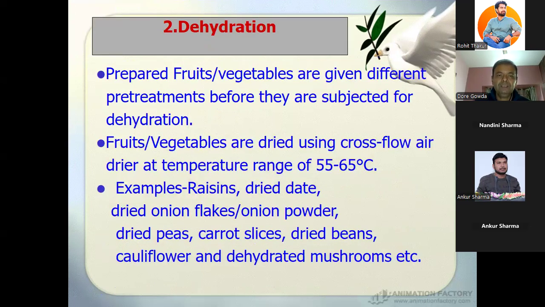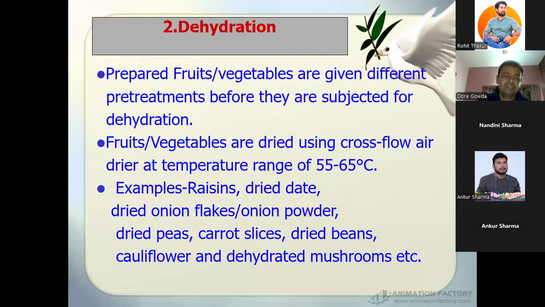Okay. So in dehydration, prepared fruits or vegetables are given different treatments before they are subjected to dehydration. Because if you simply cut any fruit or vegetable, put it in a dryer and start drying, it will turn brown or black. By the time it completely dries, the product will be black. This is mainly because of the enzymes present in the fruits or vegetables. So before starting drying, we have to kill the microorganisms and also inactivate the enzymes.